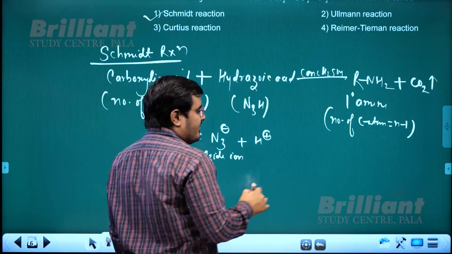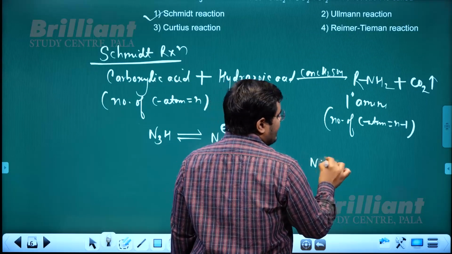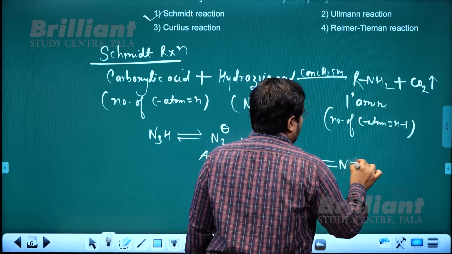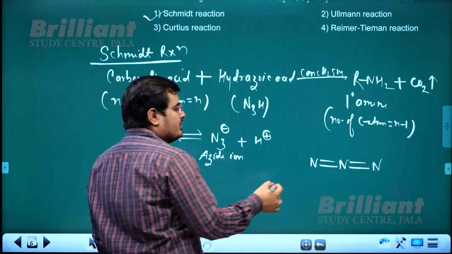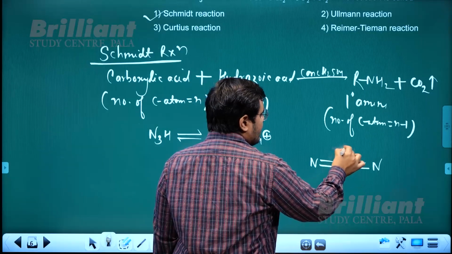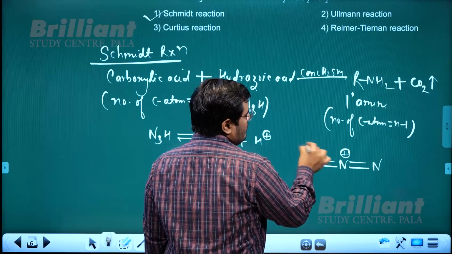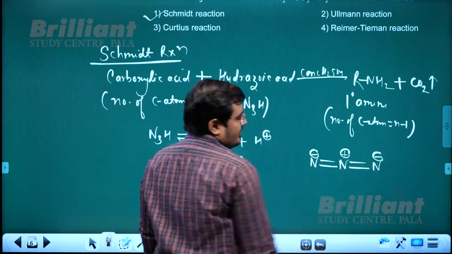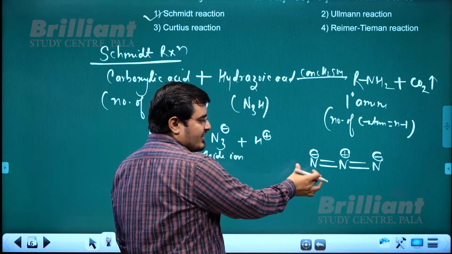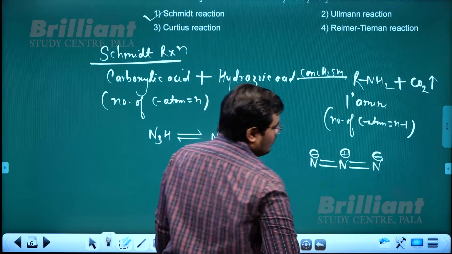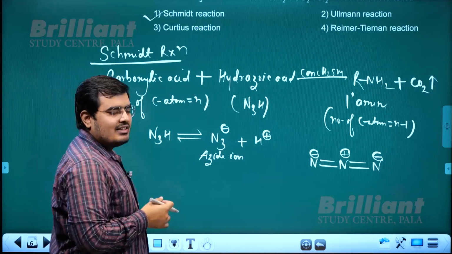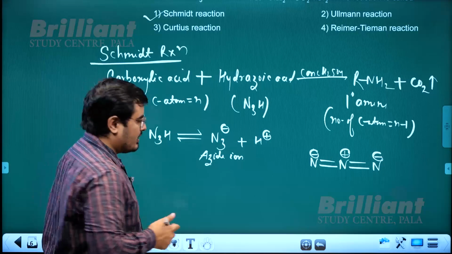Azide ion, if I write it, is said to have a needle-like structure like this. Now you should know that nitrogen with 4 bonds will carry a positive charge and nitrogen with 2 bonds will carry a negative charge. If you see the overall charge, plus and minus will cancel each other, so you will be left with overall -1. That is why N3 is written as N3 minus.